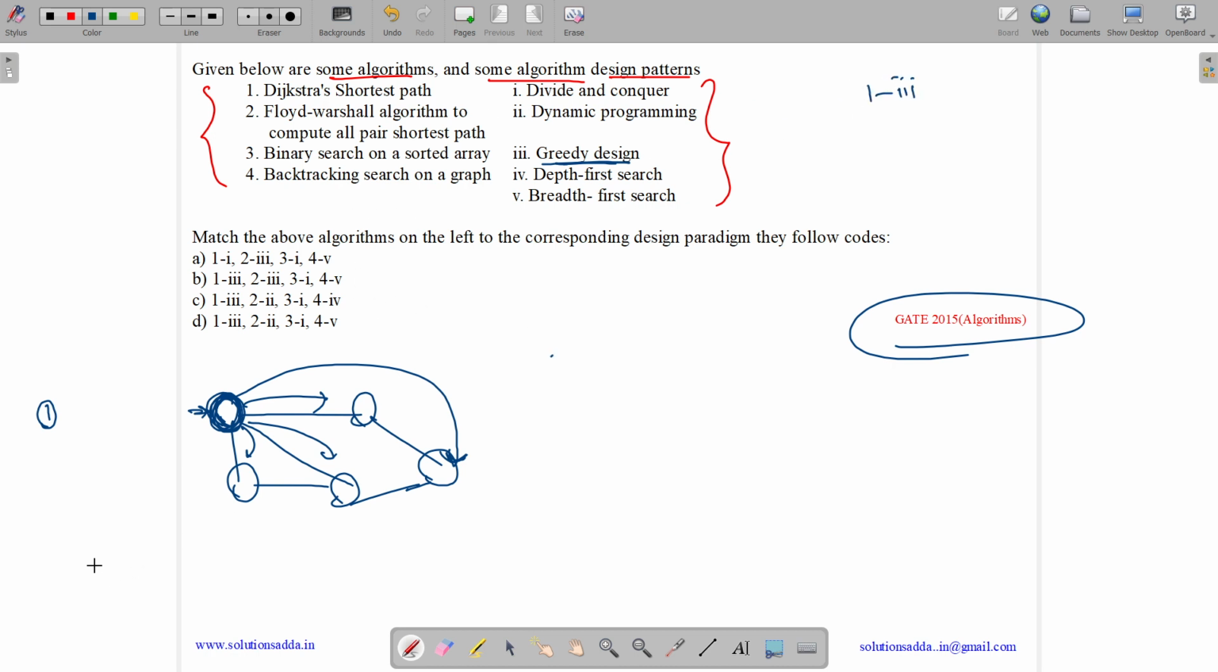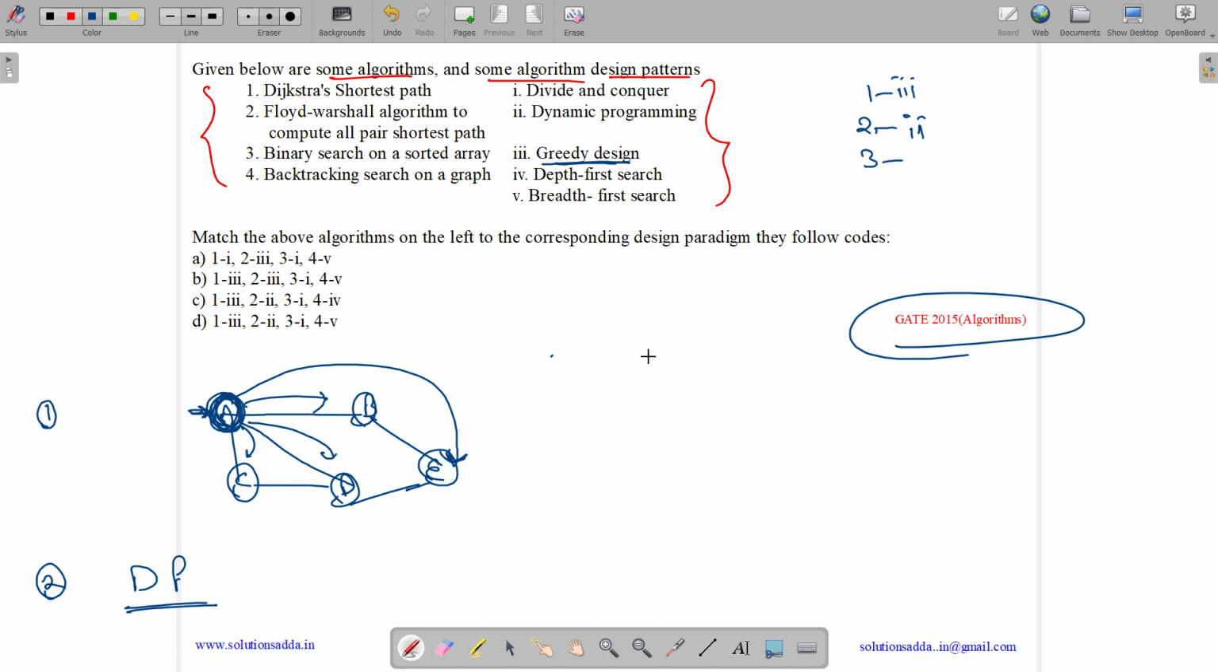Then we have Floyd-Warshall. Floyd-Warshall is basically all pair shortest path. What is the shortest path from A to all others, from B to all others, C to all others, D to all other vertices, and E to all other vertices. And it uses dynamic programming to do the same. So Floyd-Warshall, which is second, is mapped to DP, which is 2.